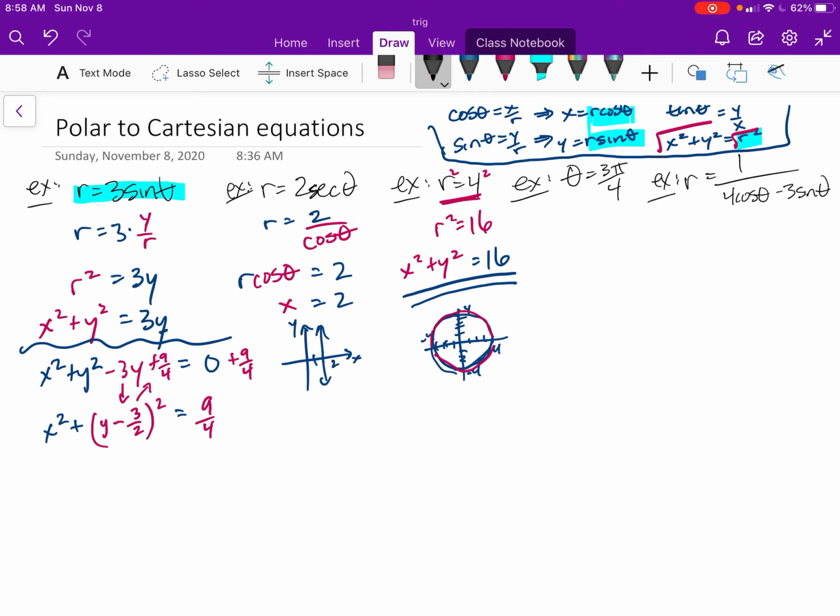But now, this wasn't terrible. I'm just saying they could get more complex. So now it looks like we do in fact have a circle. The center, remember h, k, so it's x minus 0. The center's at 0 for x. And for y, it's a minus 3 over 2, so it's positive 3 over 2. That's my center. And then we square root this to see the radius. So the radius is 3/2.